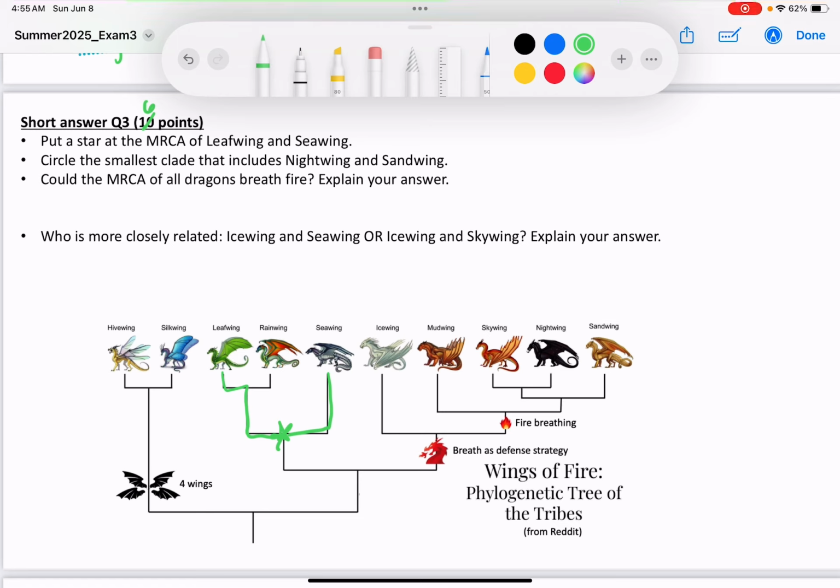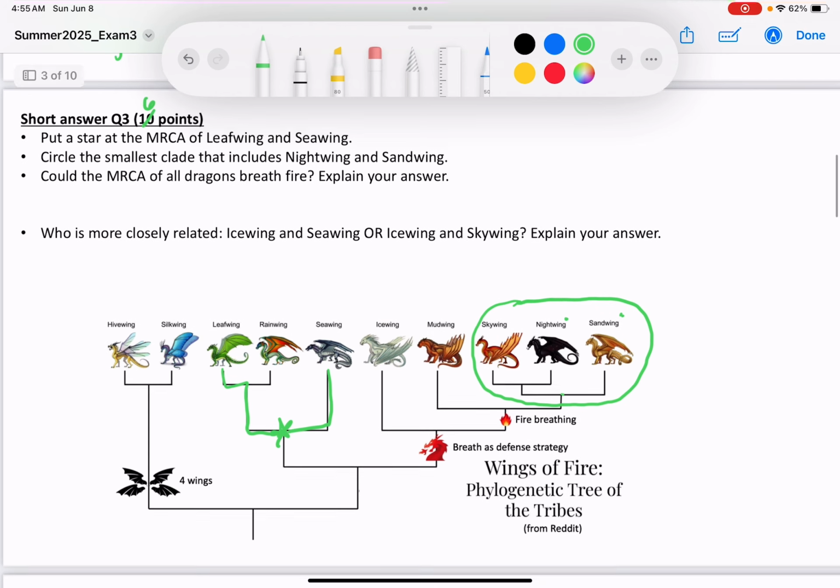Circle the smallest clade that includes nightwing. Okay, where's nightwing? Nightwing and sandwing, okay? So you need to make sure that you included all of them, including the most recent common ancestor, okay? So the clade includes that common ancestor as well.